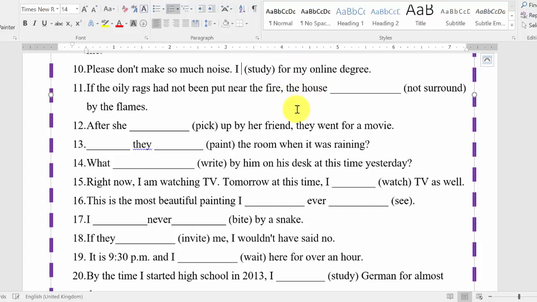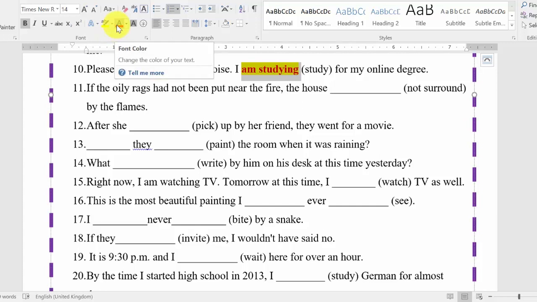I am studying for my online degree. You are telling someone not to do this because at that moment you are doing this thing. You are telling this at the same time as you are asking someone not to make so much noise. So at that time when you're telling this sentence, that should be your present. So it should be studying, present continuous tense. So your answer should be am studying. Present continuous tense. Your keyword here should be don't make.